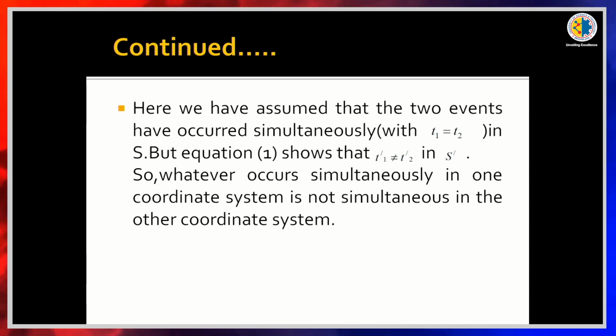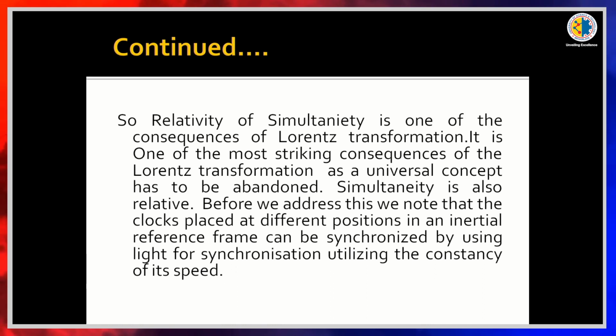So, for the S frame, it is a simultaneous event because x1 and x2 happen at the same time, T1 equal to T2, but after calculation we get that T1 dash is not equal to T2 dash, where T1 dash and T2 dash are the times measured by the S dash frame. Therefore, we can say that they are not simultaneous according to the S dash frame. So, relativity of simultaneity is one of the consequences of the Lorentz transformation. It is one of the most striking consequences of the Lorentz transformation, as a universal concept has to be abandoned.